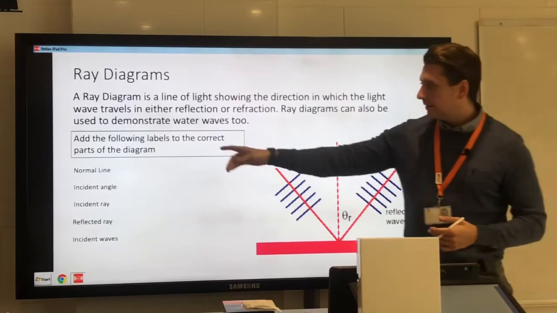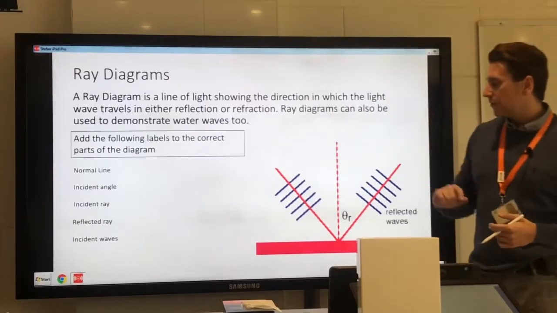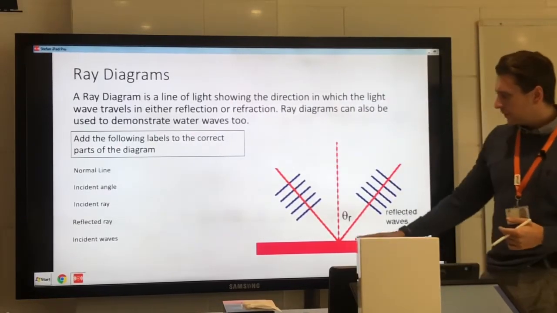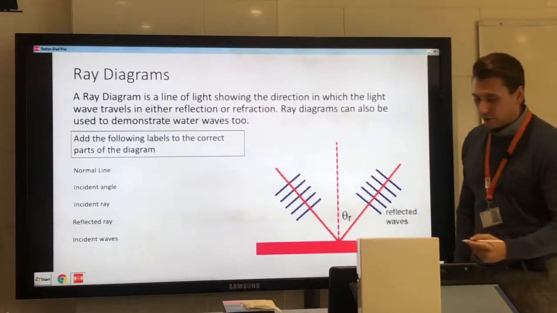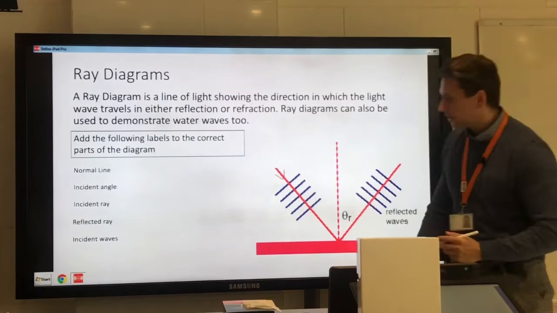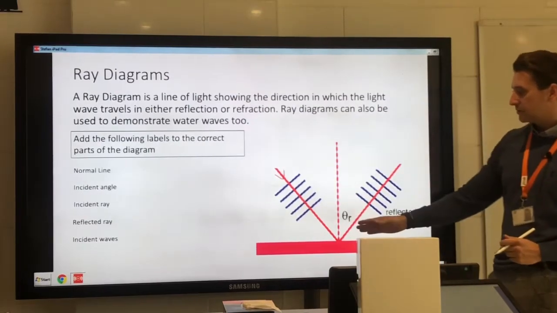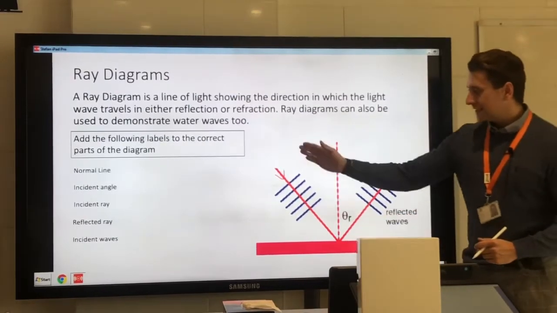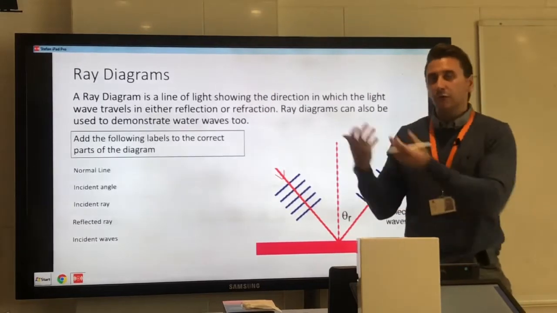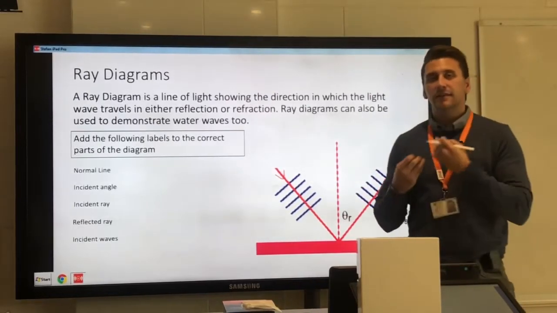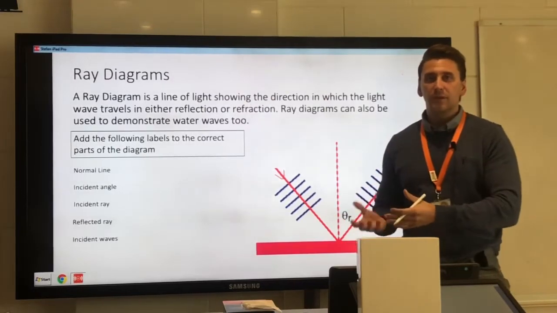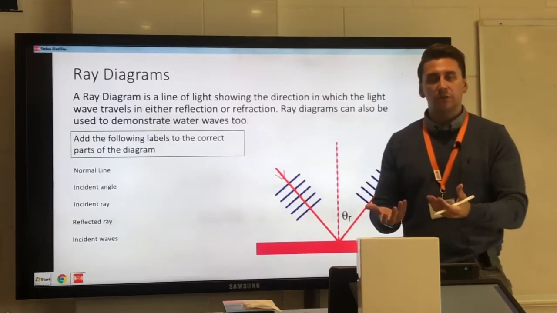Then we're going to add an incident ray, so the third one on the list. That will be this red line here. The red line coming in really should have an arrow on so we know exactly which direction it's coming in. So we're going to say it's coming in this way, and that's the incident ray. Now a ray on your ray diagram is simply a straight line which represents the direction that the wave is traveling, or the direction that the energy of the wave is traveling.